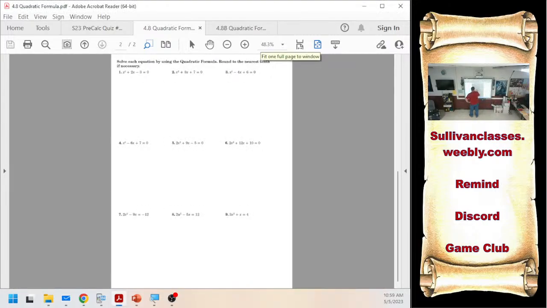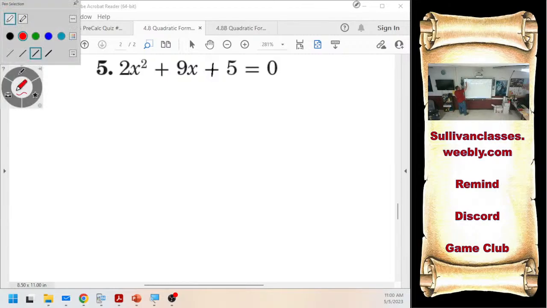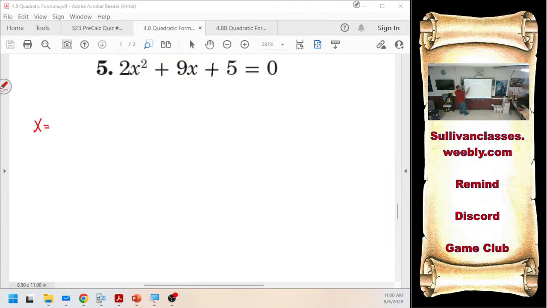What's he doing, number 5? Okay, so he ran it like this. Okay, he just missed a negative. And that's okay. I want to show you what happens. Everything is equal to 0, so I'm good to go. I would set up my formula. X is negative b plus minus.